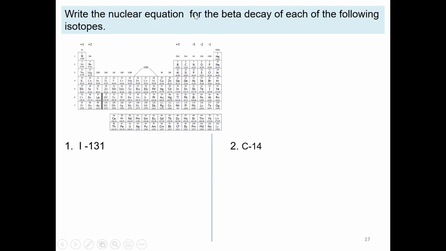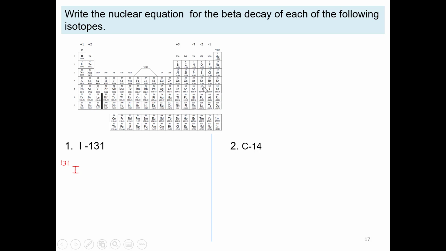We want to write the nuclear equation for the beta decay of the following isotopes. If beta decay occurs, if one neutron is converted to a proton, then we want to write the nuclear equation in this case. And the procedure we follow is similar to what we did before. Then we add here the iodine, and we know here 131. Then the iodine is 53, yes, it's 53.